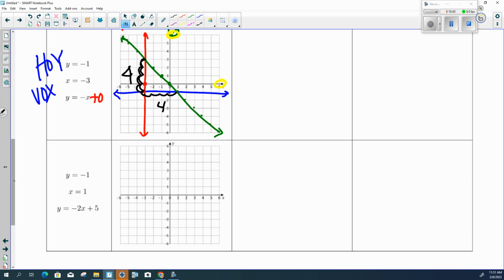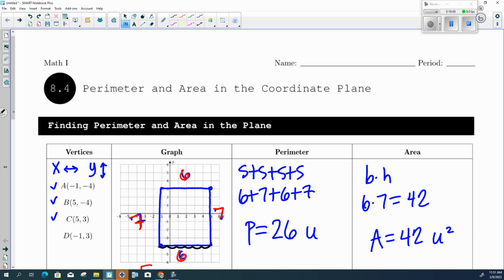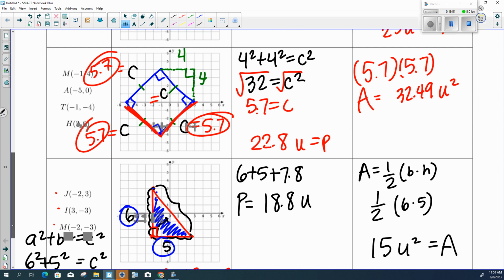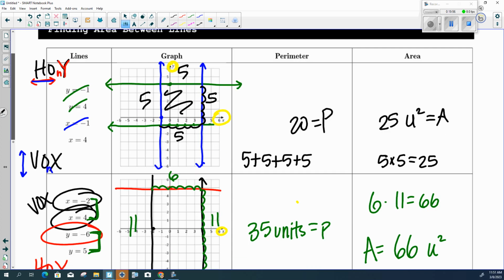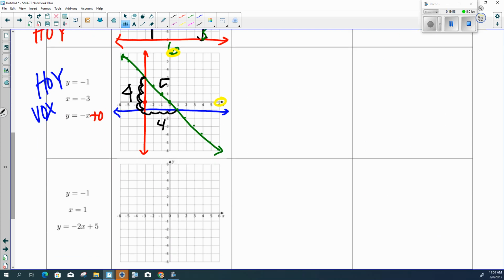Okay, now that we've got these two sides, 4 and 4, that's what we had over here. And we already used the Pythagorean theorem and found that it was 5.7. That's a nice shortcut. Use the Pythagorean theorem. 4 squared plus 4 squared equals c squared. And we just happen to have these same dimensions on the other side, so not that bad. Now we add them together.